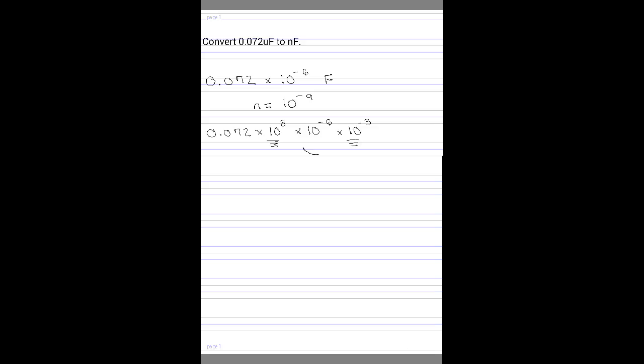In terms of my order of magnitude, 10 to the negative 6 times 10 to the negative 3rd, of course, gives me 10 to the negative 9th. And in the coefficient, multiplying by 3 orders of magnitude simply shifts this 3 units right. And I'm left with 72 times 10 to the negative 9th farads, which by definition is 72 nanofarads.